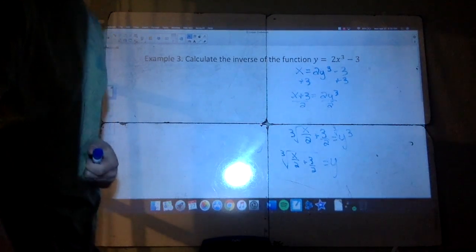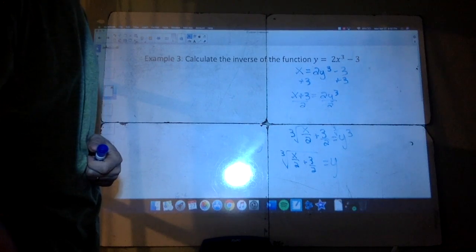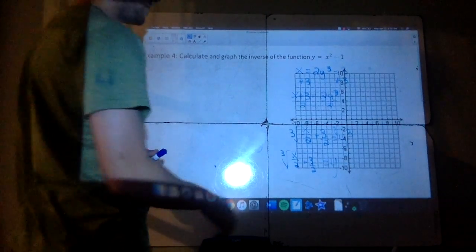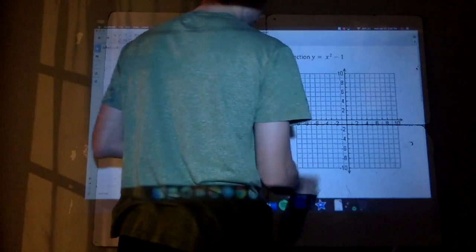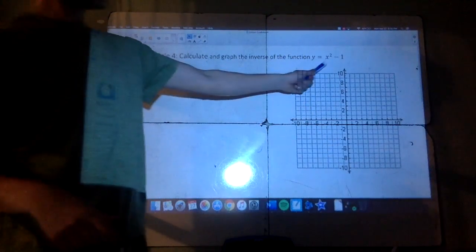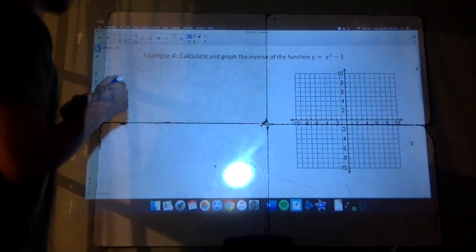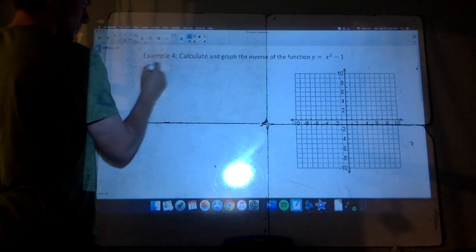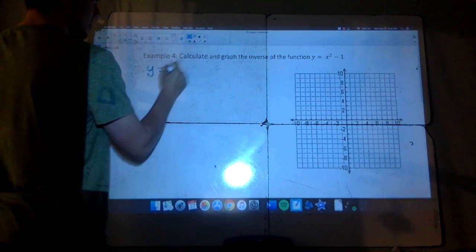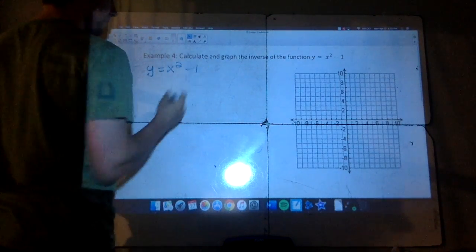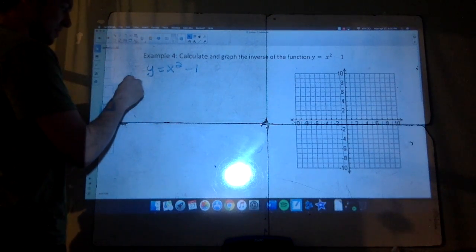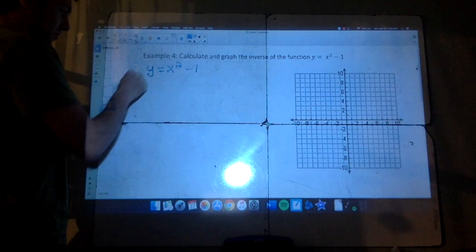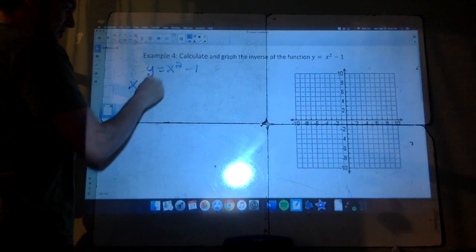All right, so we're going to get into what happens if it's a quadratic. So we're going to look at the graph first. So the first thing we're going to do is we're going to graph the function. And the function, if you can't read it, is y equals x squared minus 1. How do we graph something if we don't know? We make a table. So let's make a table because that's really useful for inverse functions.